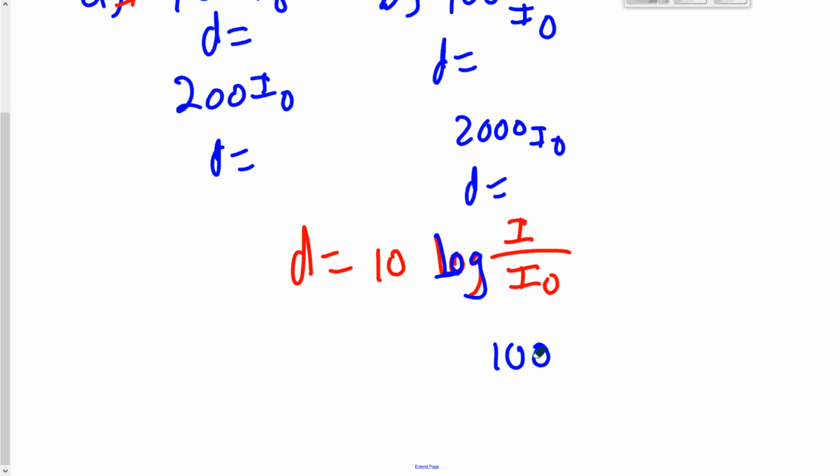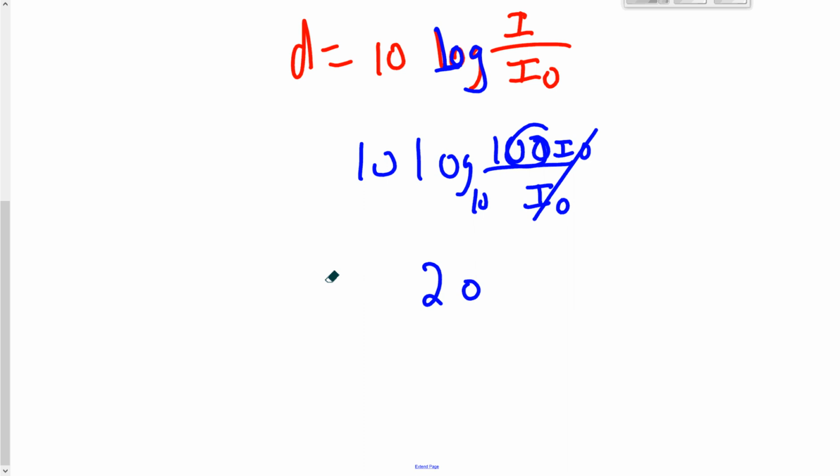So I'm going to enter in 100 I sub 0. So my I sub 0's are going to cancel out, right? And then I'm going to take the log of 100, which is just, 10 raised to what is 100? How many zeros do I have here? I have 2 zeros, and then 2 times 10 is 20. Okay, so that'd be A.